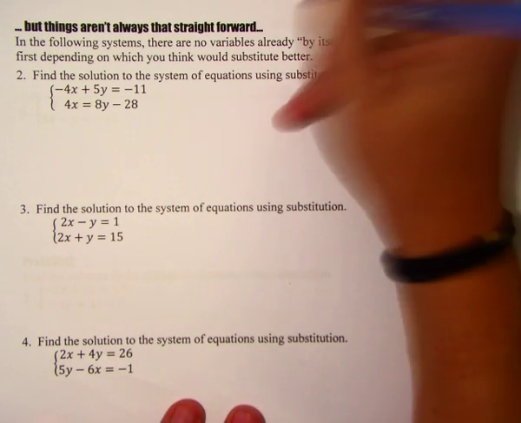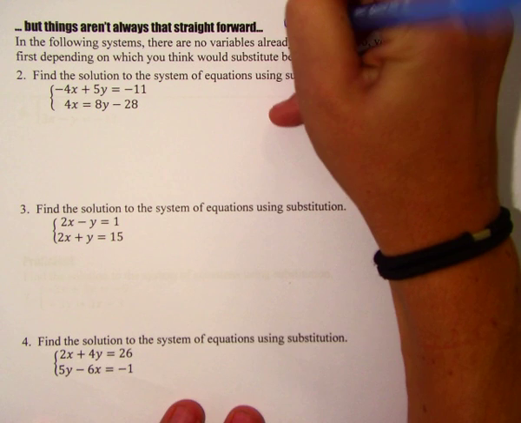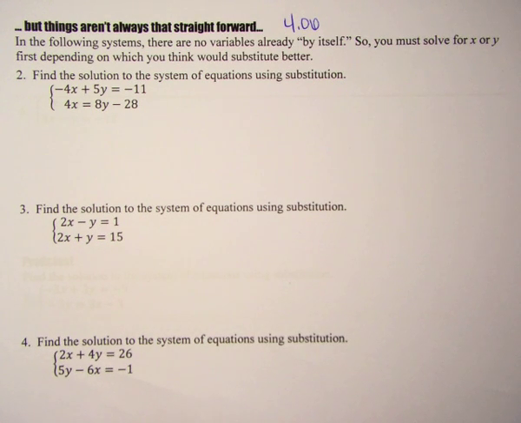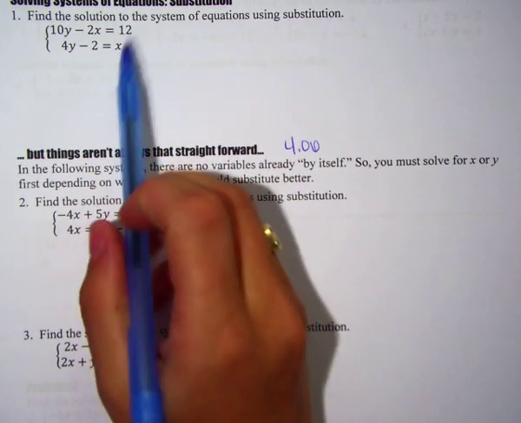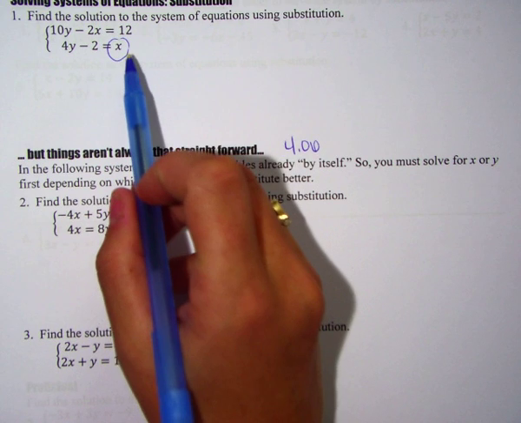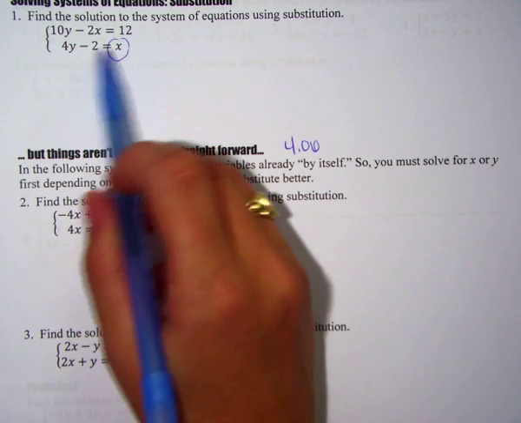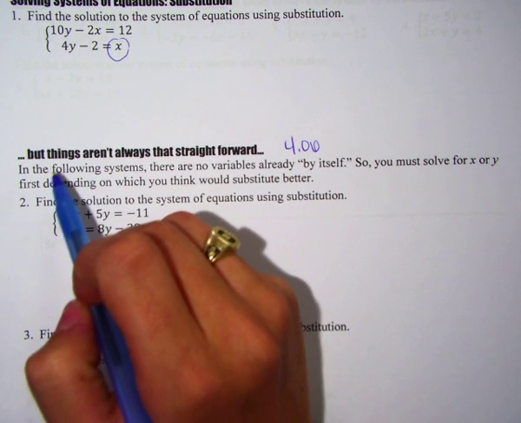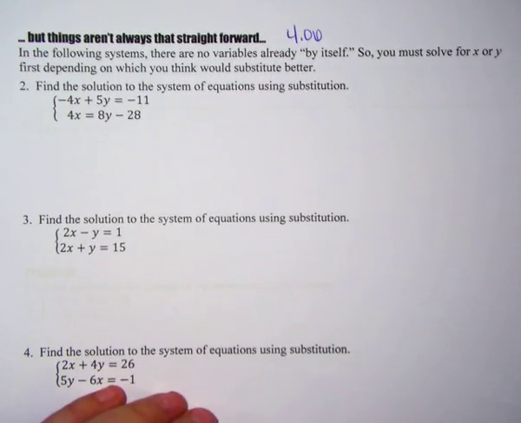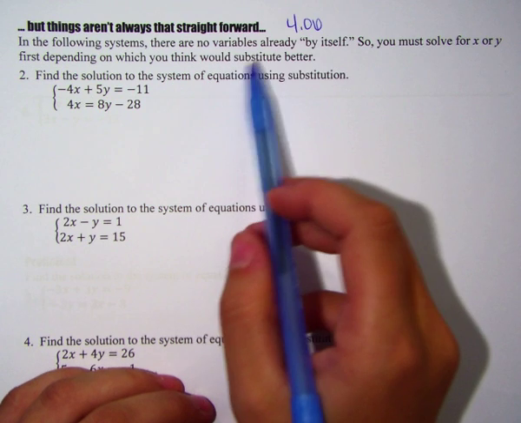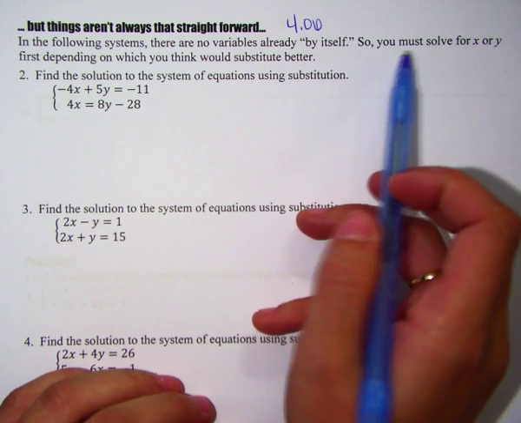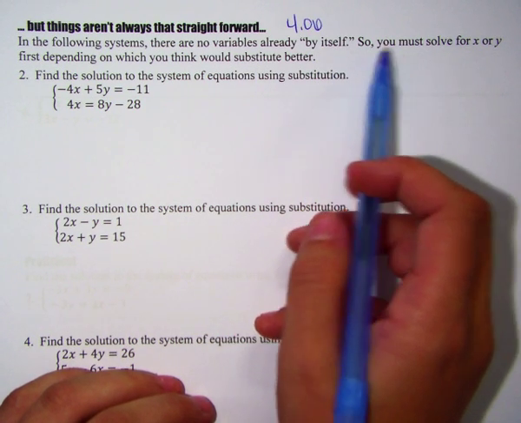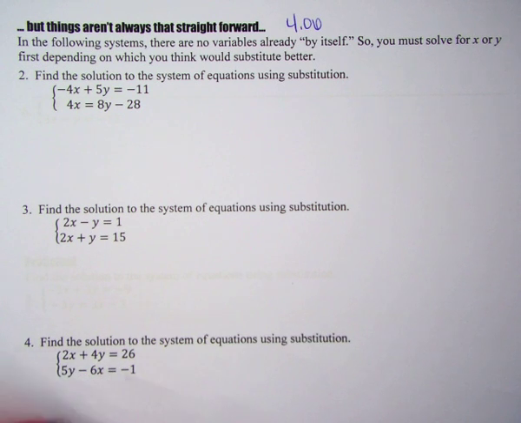Okay, so this is lesson 4.6, which is substitution part 2. The reason that we split this into 2 lessons is because sometimes the questions are straightforward like this, where x is very obviously isolated, and so you can easily substitute this into the first equation. Okay? However, they're not all like that. In these systems, there are no variables that are by itself. So you must first solve for x or y, and then solve the system.